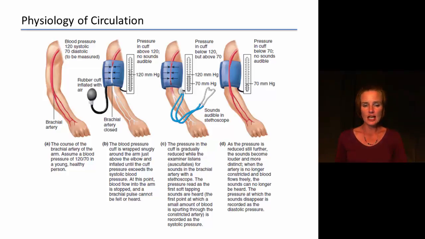When that pressure begins to reduce, the person that's doing this is going to be listening to some soft tapping sounds that occur. And so the first number that they record is going to be the pressure when they first begin to hear the soft tapping sounds. Now, as the pressure continues to reduce and release, those soft sounds are going to turn to louder sounds, and eventually there's not going to be any sounds. So at that point, the pressure is released enough that the blood can actually flow through just fine. And so that is recorded as the diastolic pressure.